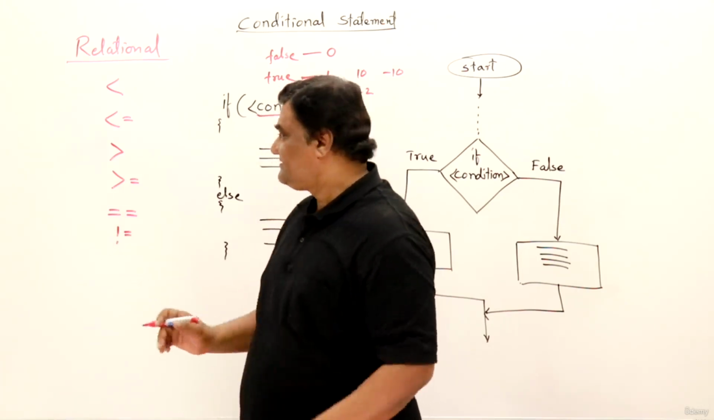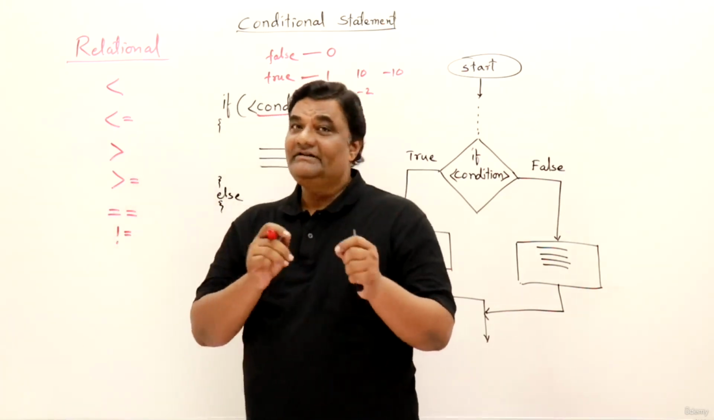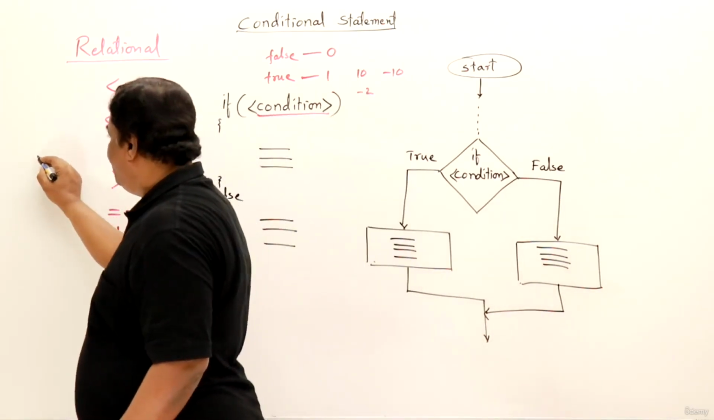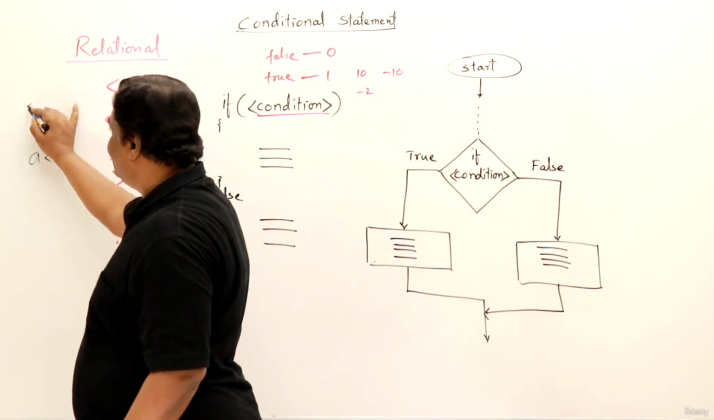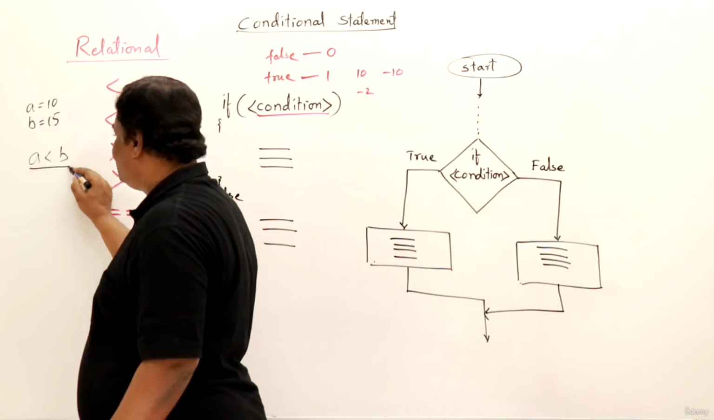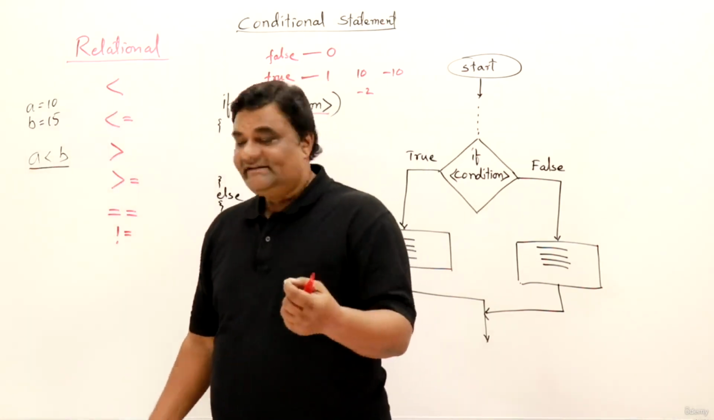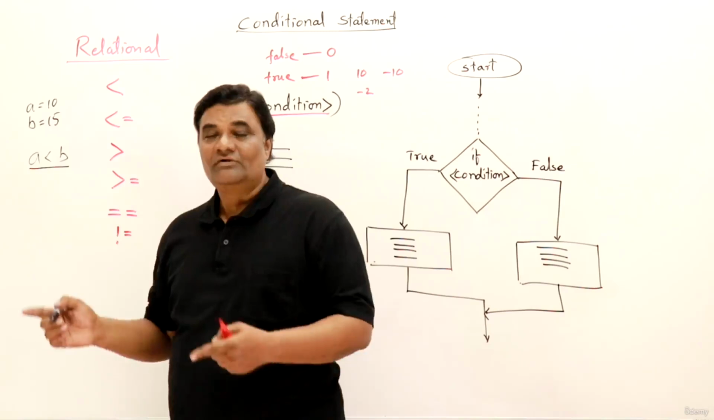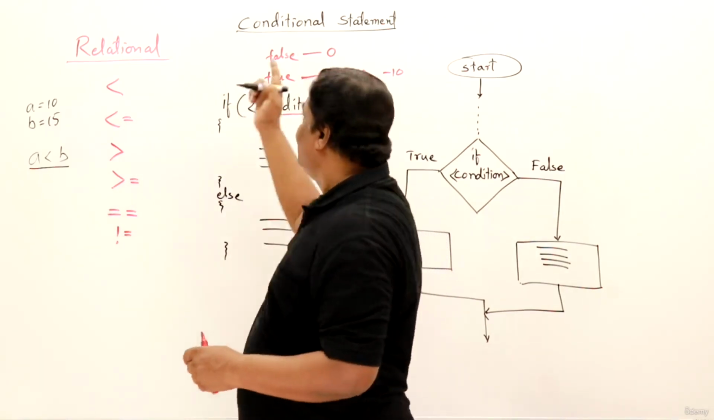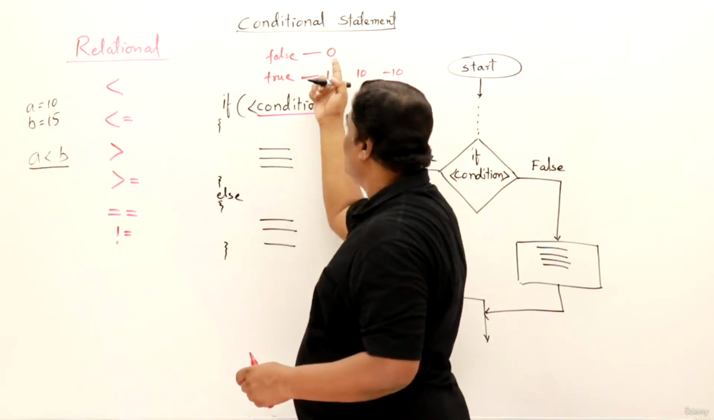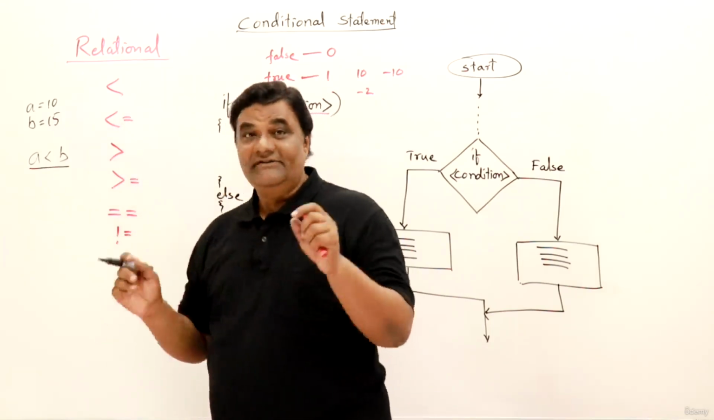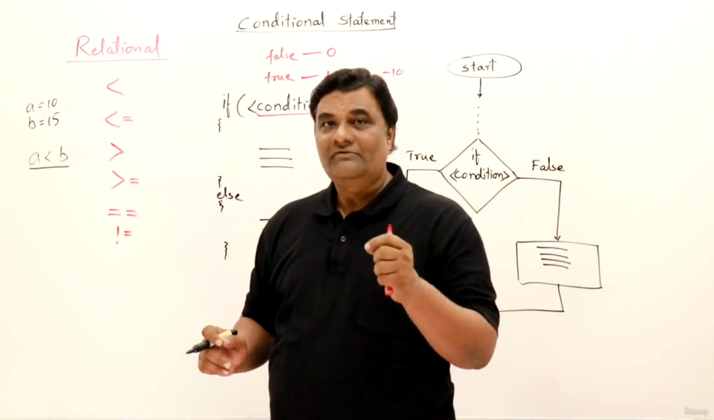Now, what do these relational operators do? They are used for comparing the values on either side. For example, if I write A less than B, and suppose the value of A is 10 and the value of B is 15, then what will be the result? A is less than B, so it is true. So it gives the result true or false, meaning 1 or 0. It will not give any other number. All these operators give the result either true or false.